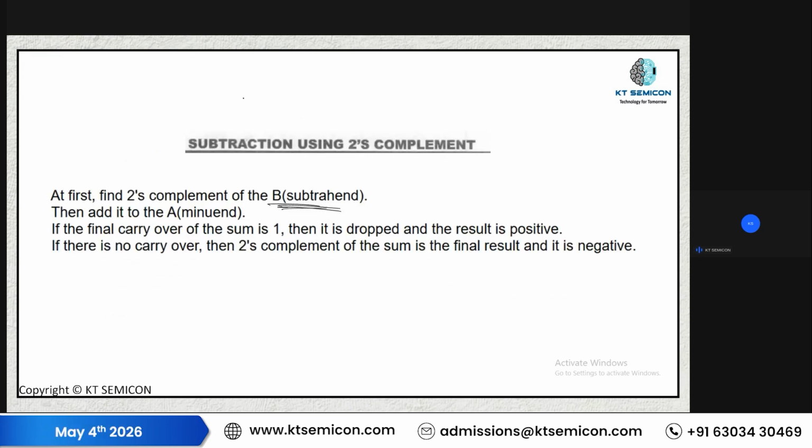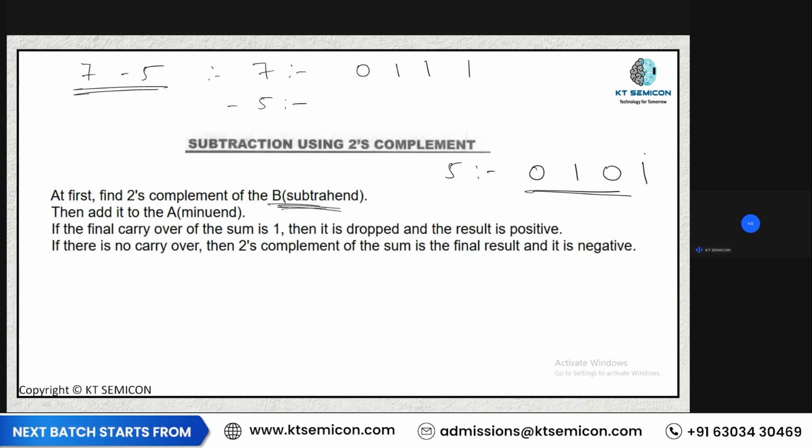For example, let's see one example. Let's say I'm going to subtract 7 minus 5. Now, 7 is written as it is, that is 0111. And coming to my minus 5, 5 is normally written as 0101. Now, what is minus 5? Apply the 2's complement directly.